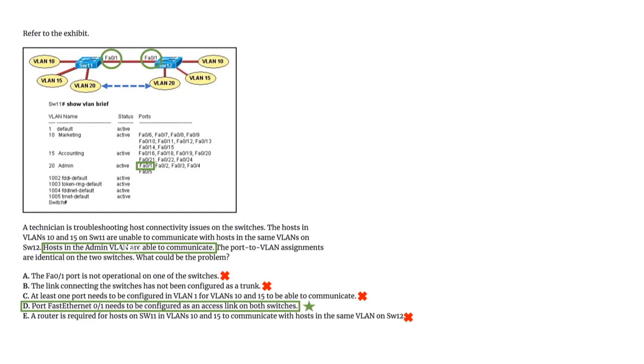Now we'll review answer E, and it states that a router is required for hosts on switch 11 in VLANs 10 and 15 to communicate with the hosts on the same VLAN on switch 12. And we know that's not correct because VLAN 20 is still able to communicate.